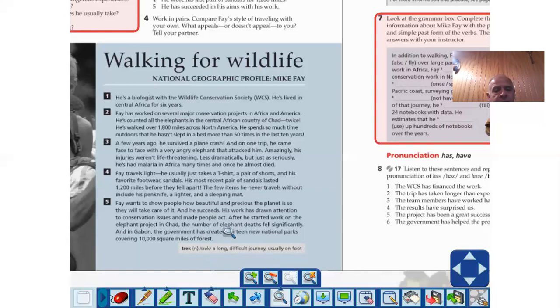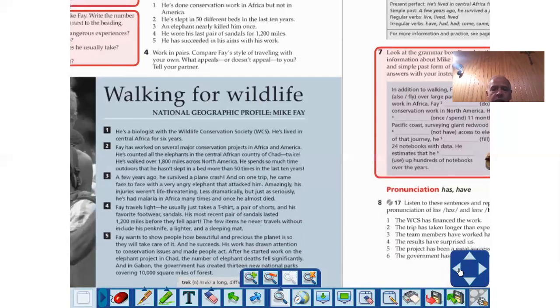So this man, when he started counting the elephants in Chad, there was a reduction in the deaths of elephants because the government could control the people who were killing the animals. Okay, so it's very interesting. And also, when he started doing this mega transect, the government of Gabon, for example, helped him to create 13 new national parks. So he's trying to conserve the planet. That is his job.